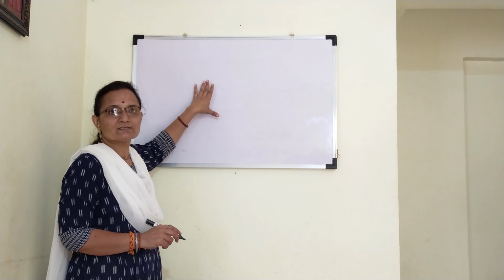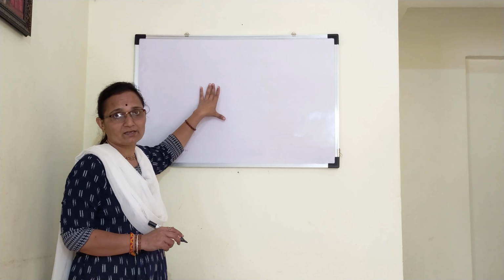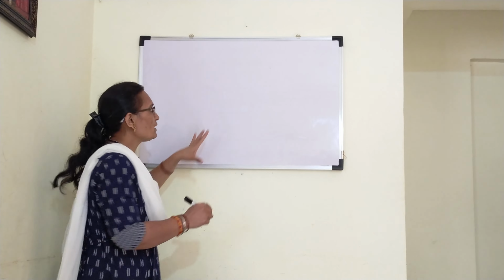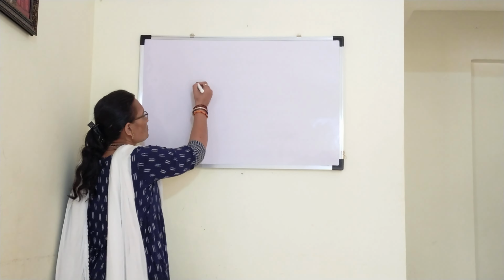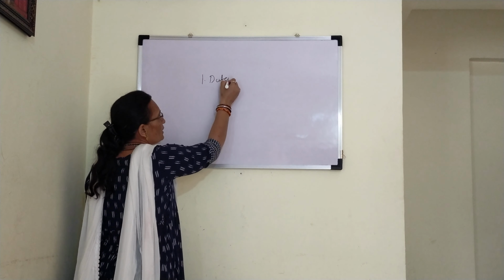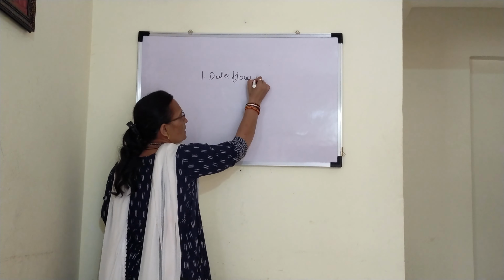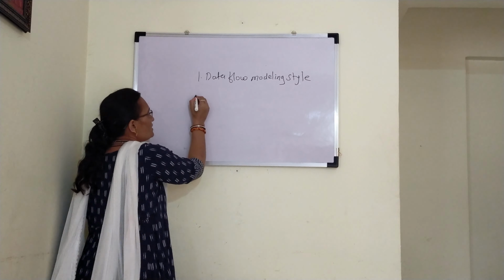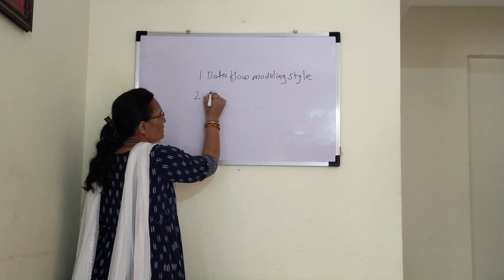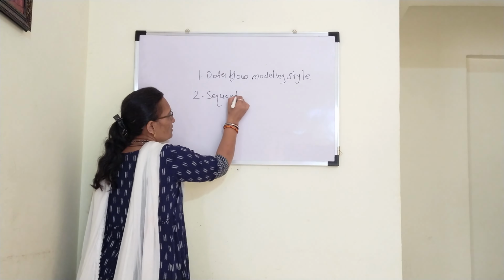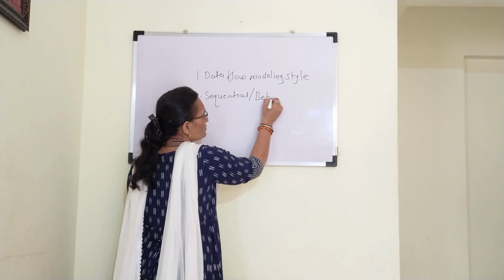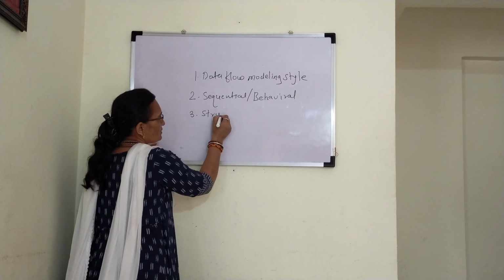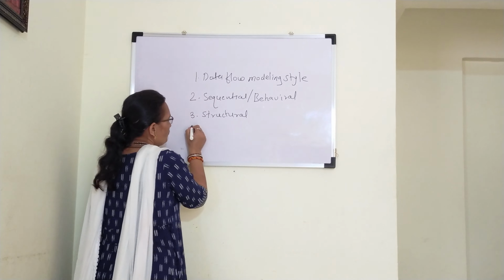Let us discuss the modeling styles of the architecture, meaning how we are going to write the architecture, how we specify the architecture of any system. There are basically three types. One is the data flow modeling style. Second one is the behavioral or sequential modeling style, and third one is the structural, and fourth one is a mix.